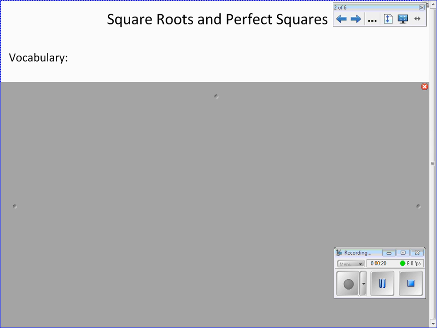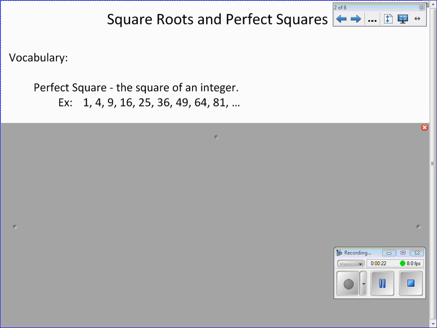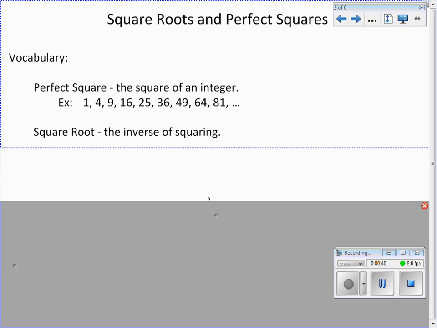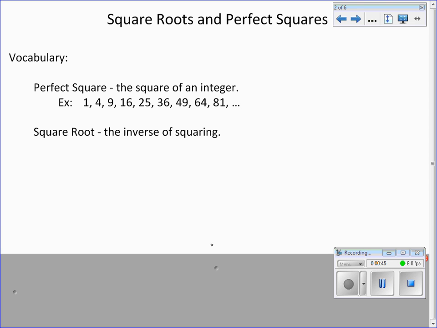Okay, just to look at some vocabulary, a perfect square is going to be the square of any integer. And so our perfect squares, just the first few, are going to be 1, 4, 9, 16, 25, 36, 49, 64, and 81. I'll show you here in a second how we get those perfect squares. And then the square root is going to be the opposite of those perfect squares. And so what we're going to do to get the perfect squares, here, let me write the first ones out. 1, 4, 9, 16, 25, 36.